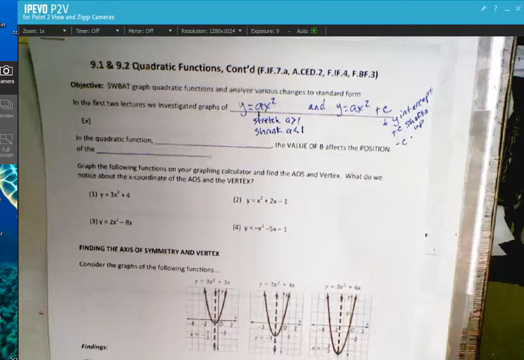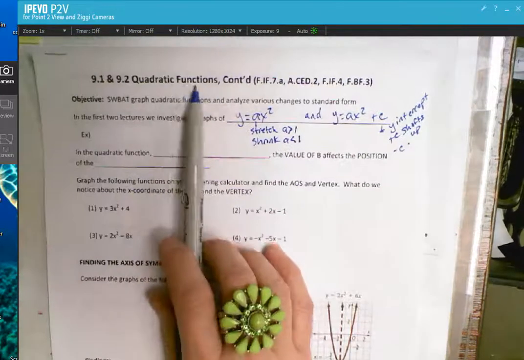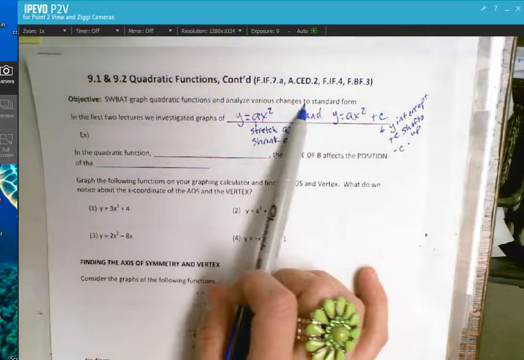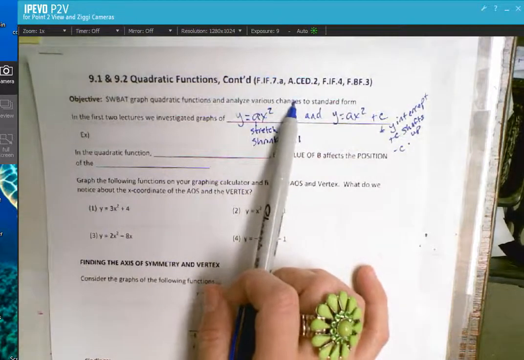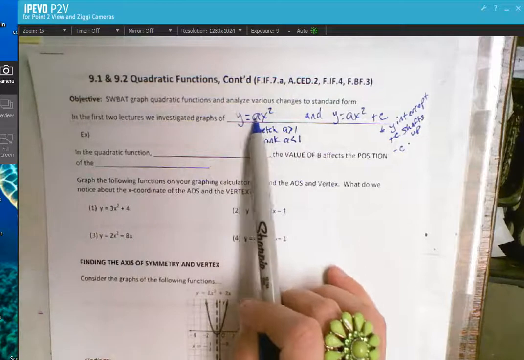Hi guys, we are going to continue on with what we've been working on over the last couple of days. So we're still going to look at quadratic functions. We're going to analyze their changes to standard form. So the first couple of lectures we've dealt with when we have y equals ax squared.